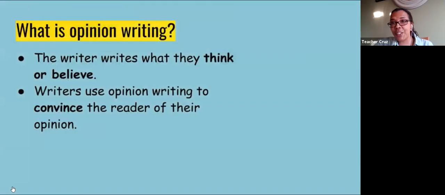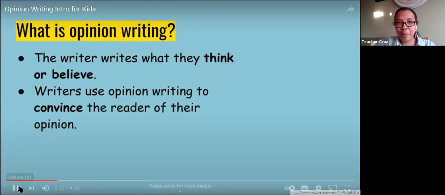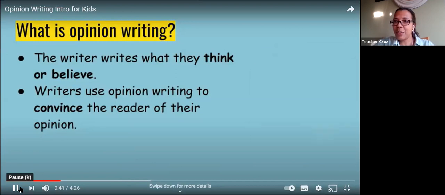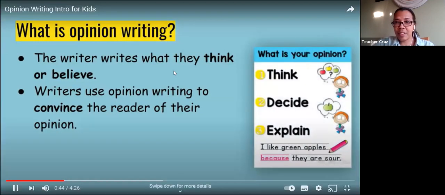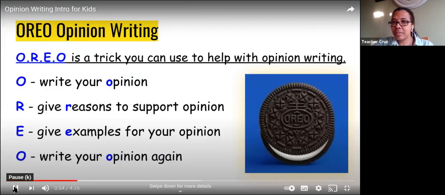What is opinion writing? The writer writes what they think or believe. Writers use opinion writing to convince the reader of their opinion. Oreo opinion writing. Oreo is a trick that you can use to help with opinion writing. O stands for write your opinion. R stands for give reasons to support your opinion. E stands for give examples for your opinion. O stands for write your opinion again.